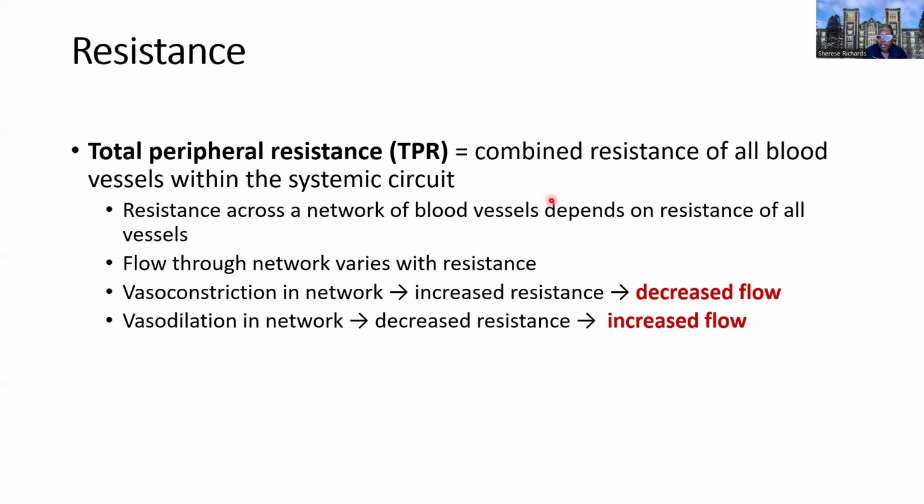And the flow is going to vary between different networks, as I mentioned earlier. You're going to have more flow to the kidneys, more flow to the brain, less to the GI system, less to the muscle, depending on different types of activity, different scenarios. Vasoconstriction increases total peripheral resistance and decreases total flow. Vasodilation decreases total peripheral resistance and increases overall flow. So that relationship is still the same, even though we consider resistance as a total across the entire circuit.